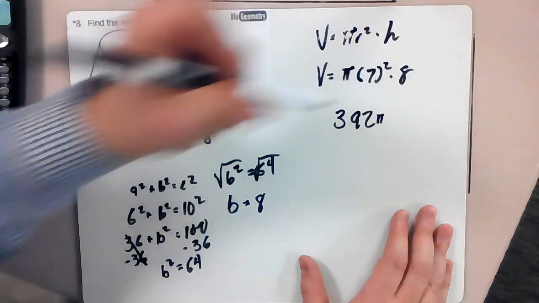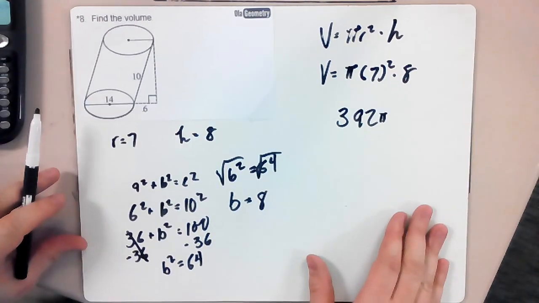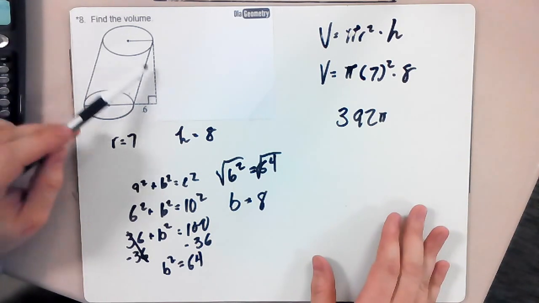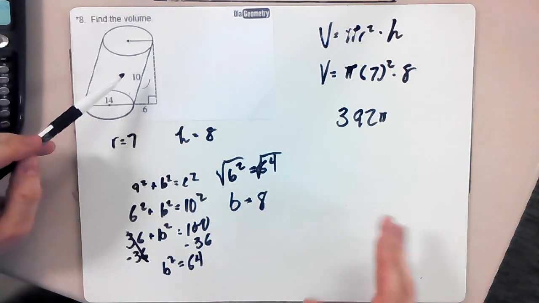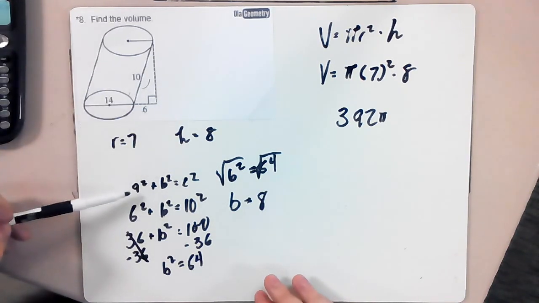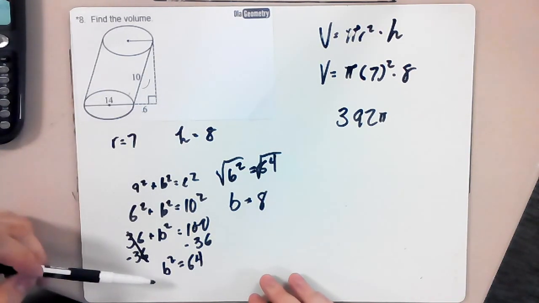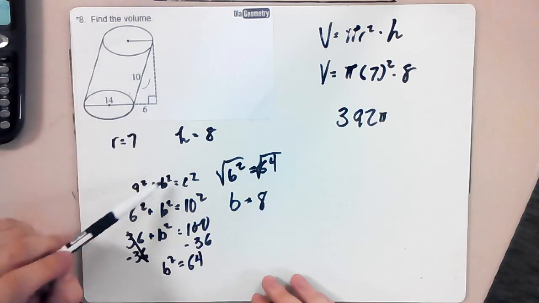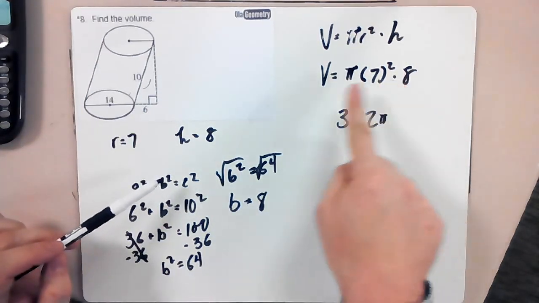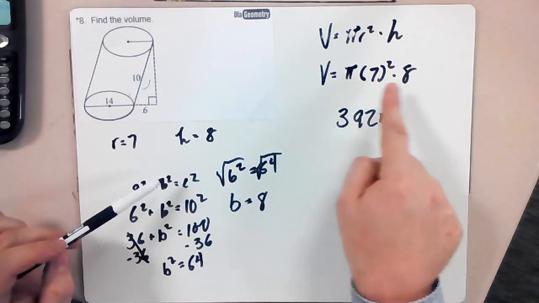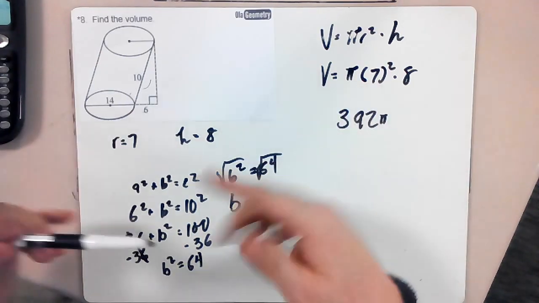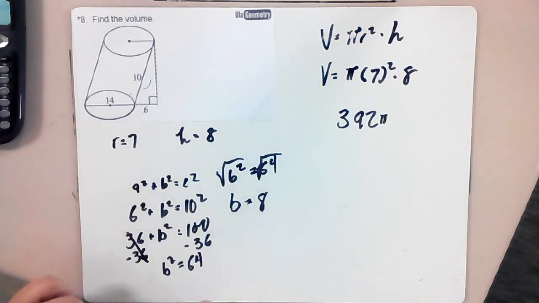392 pi. Let me just recap what I did real quick. I recognized the right triangle. I knew that I couldn't use 10 as the height because it's slanted. We don't measure height that way. So I used Pythagorean theorem to solve for the missing height. I got the answer 8. Then I plugged it into the cylinder formula for volume of a cylinder. I got 7 because I realized 14 is the diameter. I divide that by 2, and that's how I get the radius.